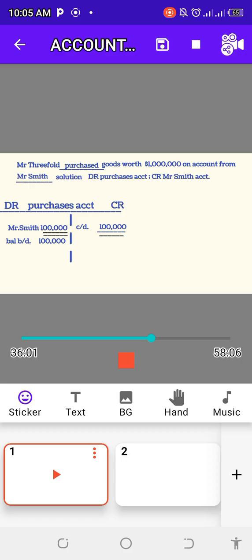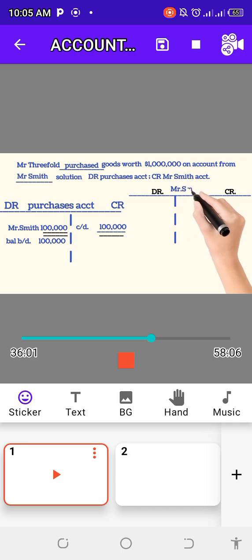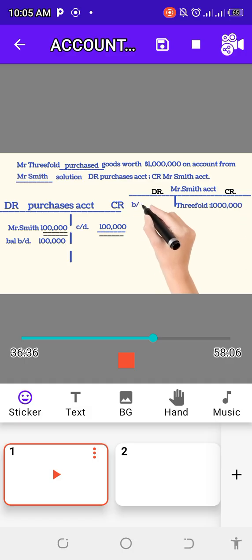Now we take a look at Mr. Smith's account, which is a liability account, because Mr. Smith is a creditor to the business. Now, liability increases, or liability takes its balance, through the credit side. So, it's going to be Threefold made purchase of 100,000, and you bring the balance to the other side for the purpose of balancing.